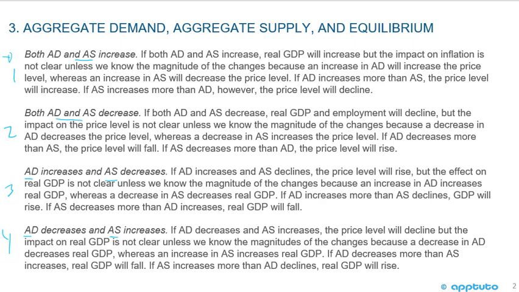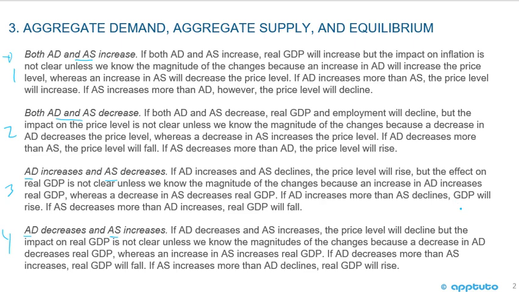So the first one, when both aggregate demand and aggregate supply increase, real GDP will increase, but the impact on inflation is not clear unless we know the magnitude of the changes, because an increase in aggregate demand will increase the price level, whereas an increase in aggregate supply will decrease the price level. If aggregate demand increases more than aggregate supply, the price level will increase. Okay, so that makes sense. If aggregate supply increases more than aggregate demand, however, the price level will decline.